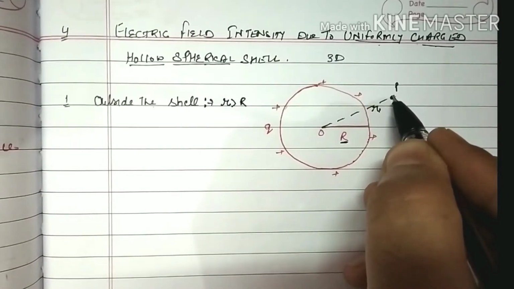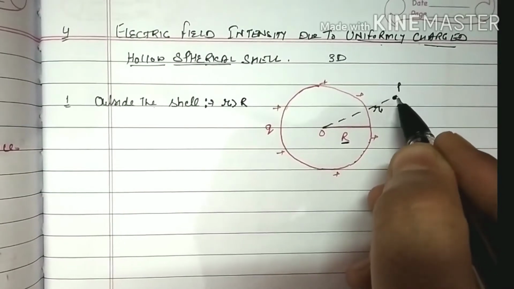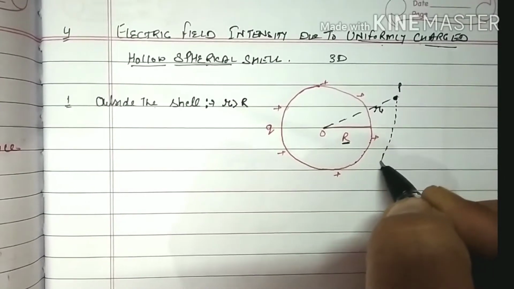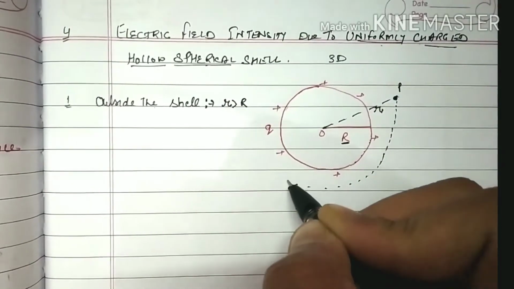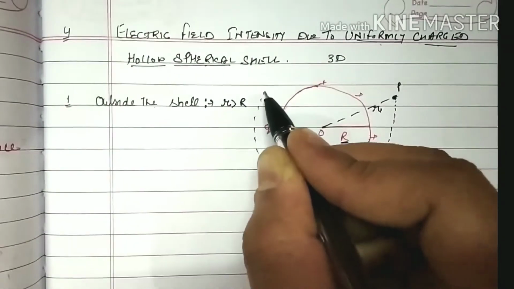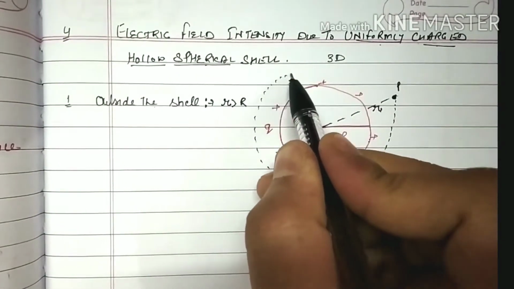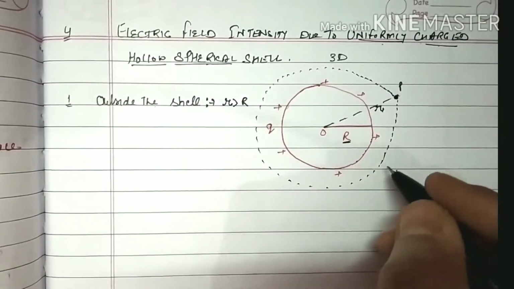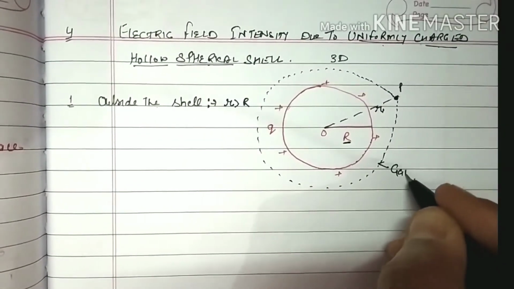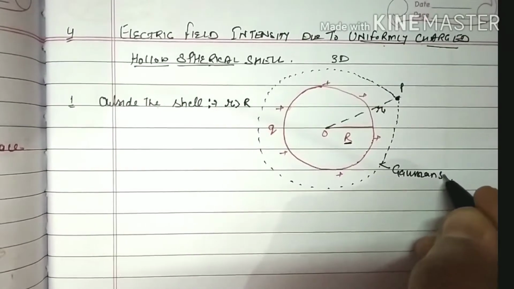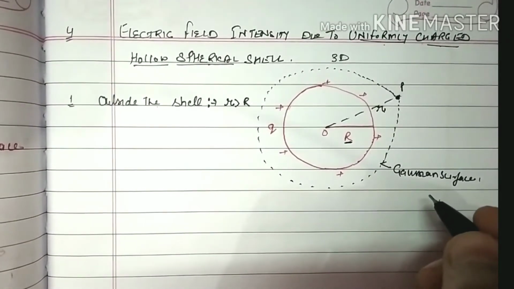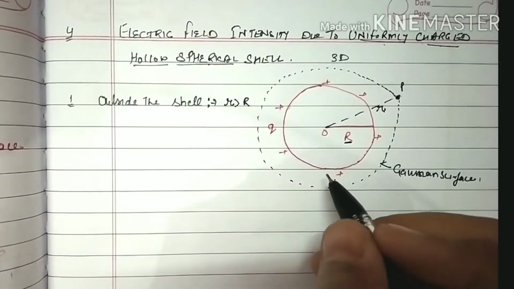Now with the help of a Gaussian surface we can find out the electric field intensity. So we have to draw a Gaussian surface that will enclose this charged spherical shell. This is our Gaussian surface. This is our first step to find out the electric field intensity.